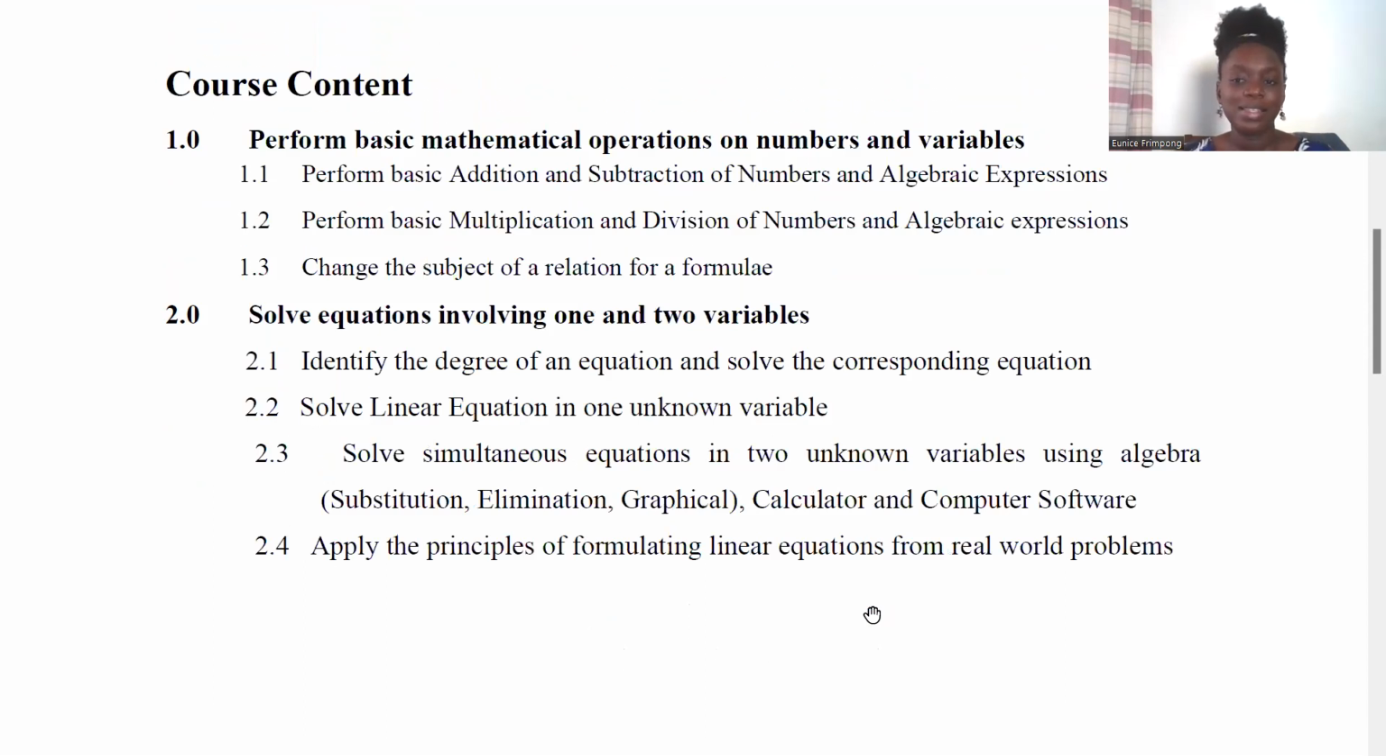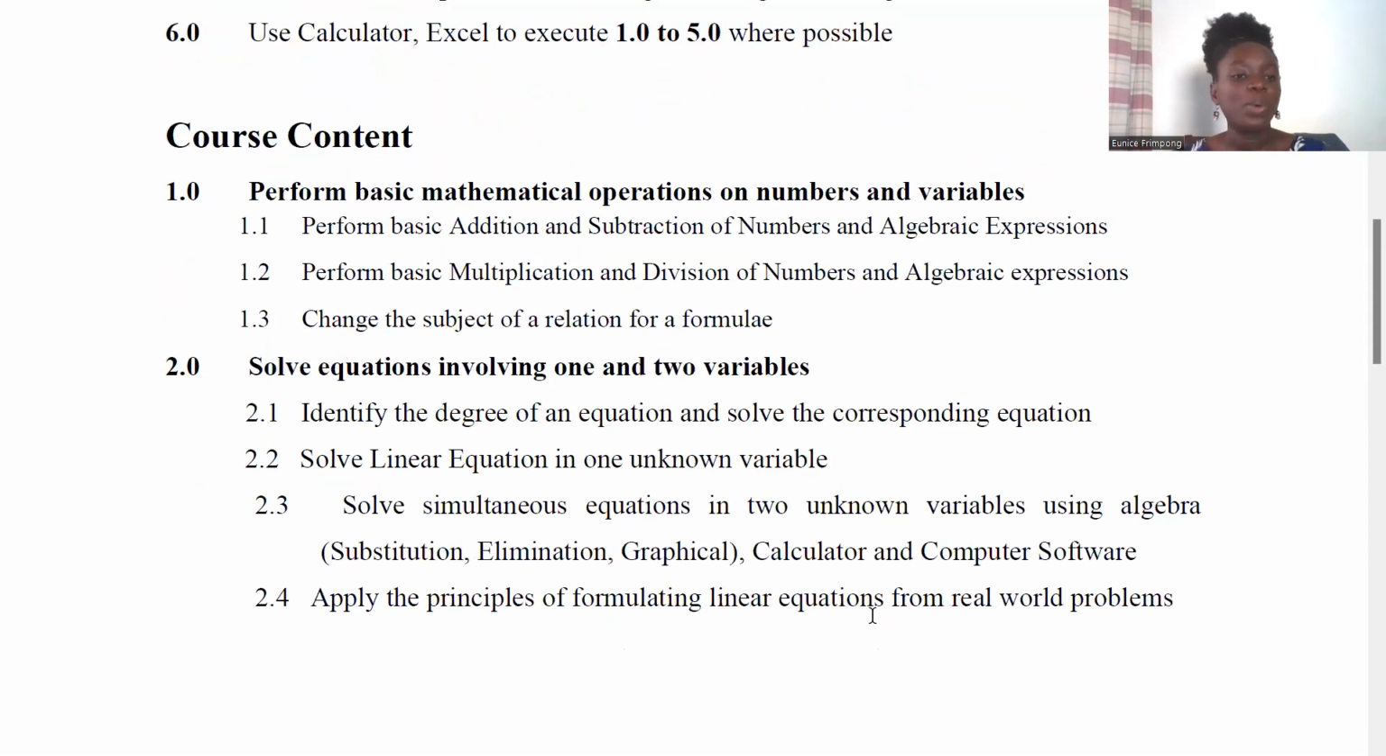So let's look at the parts in detail. Now in part 1, we will perform basic math operations on numbers and variables. So we're breaking down into basic operations like addition and subtraction of numbers and algebraic expressions, and then multiplication and division of numbers and algebraic expressions. We will also look at the change of subject of a relationship for a formula. So you may have a formula or a relationship, and be asked, find A, or make B the subject, or make Y the subject. Whatever you are asked to do, when we get there, we will appreciate what I am describing now.